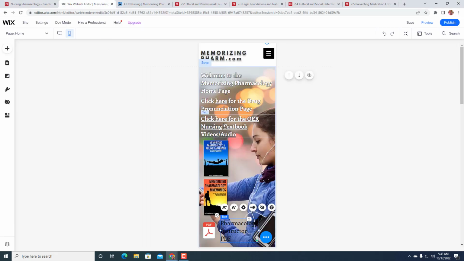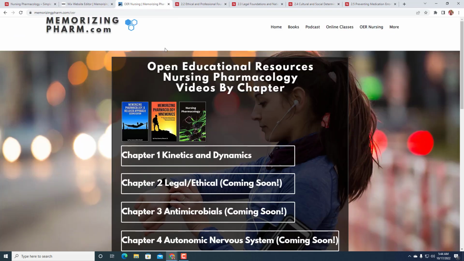And if you go to the front page, I know that this is a little bit small because this is what it would look like on mobile. And it's just click here for the OER nursing textbook, videos, and audio, which will take you to this page. And here we have all of the links that you need to Memorizing Pharmacology, Memorizing Pharmacology Mnemonics, and the Nursing Pharmacology textbook. And here are the kinetics and dynamics.